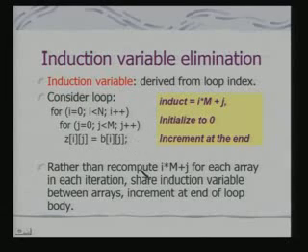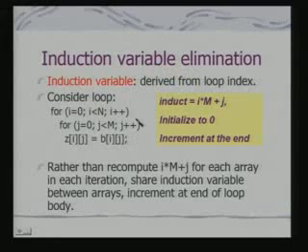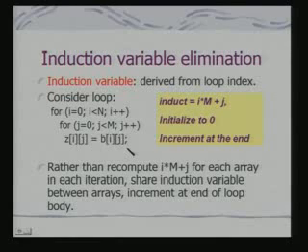So what we say is, rather than recompute i into m plus j for each array in each iteration, share the induction variable between arrays and increment at the end of the loop. Okay, so this induction variable elimination can reduce this kind of timing. And in fact, you will find that these kinds of operations are not very uncommon, because if you remember the code that you write for, say, your matrix multiplication, there you would like to have similar kinds of constructs, and matrix multiplication is a very common code for a variety of operations.